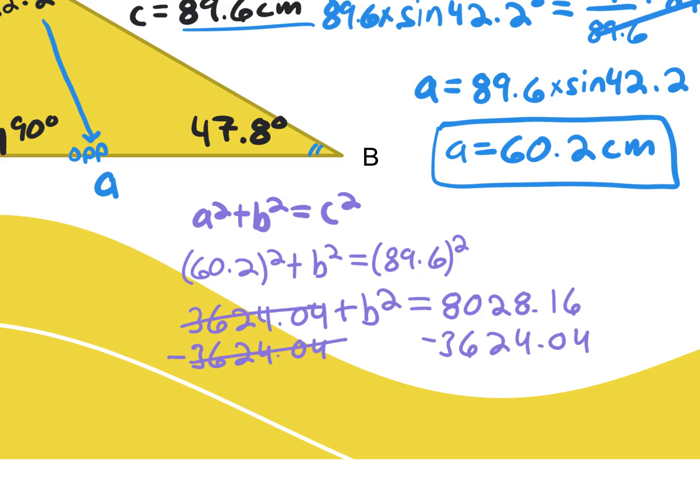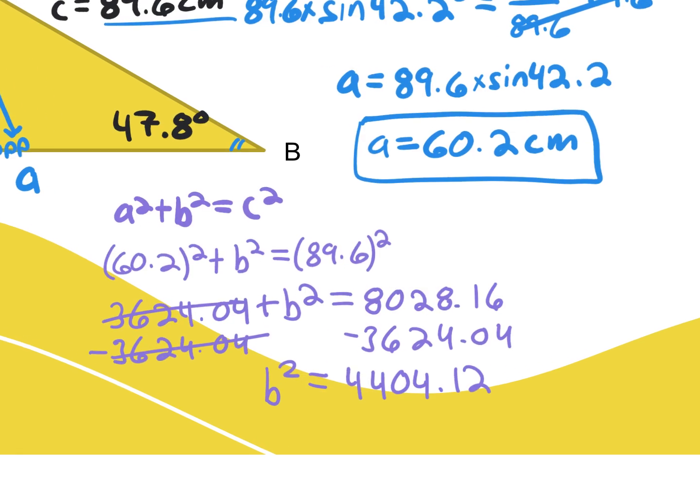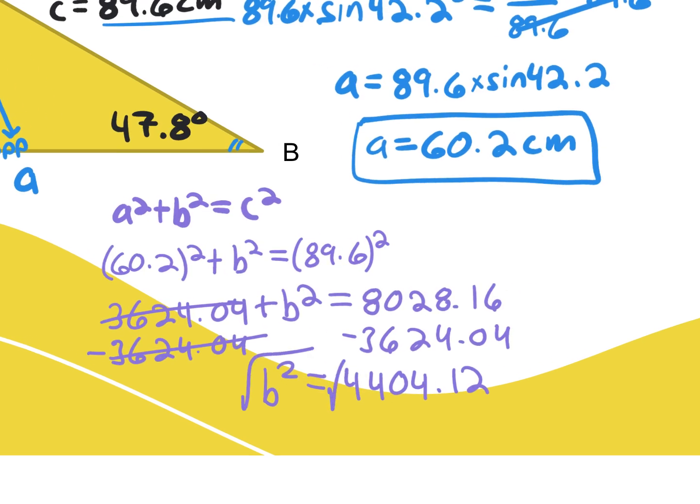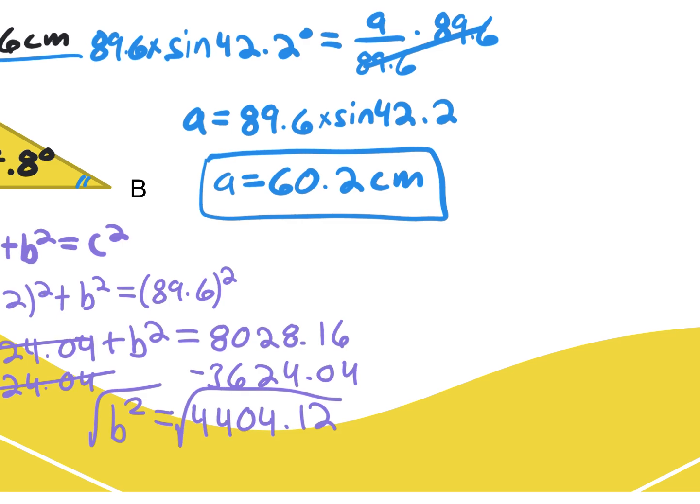And then that cancels out, and then you get b squared is whatever we get when we subtract this. All right, looks like it gets us 4,404.12. And then to get b, just b, we're going to square root both sides. So then b equals whatever we get when we square root this. It looks like it's going to get us 66.4 centimeters.